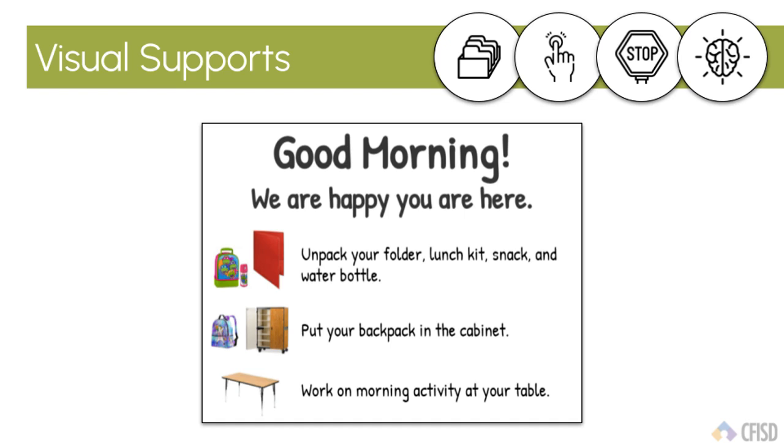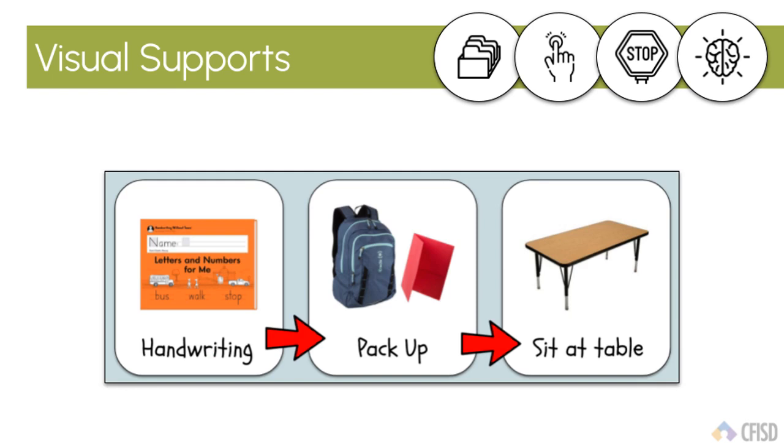Take note of our 4 executive function icons at the top right. Remember, these represent organization, task initiation, inhibition, and working memory. Consider how using visual schedules helps students stay organized, follow directions, regulate their impulses, and complete tasks.